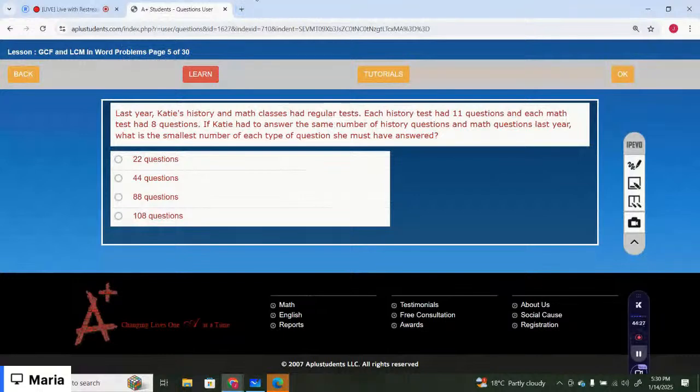Last year, Katie's history and math classes had regular tests. Each history test had 11 questions and each math test had 8 questions. If Katie had to answer the same number of history questions and math questions last year, what is the smallest number of each type of question she must have answered?